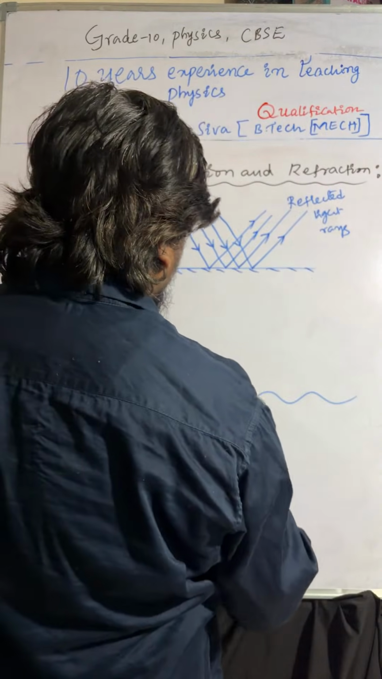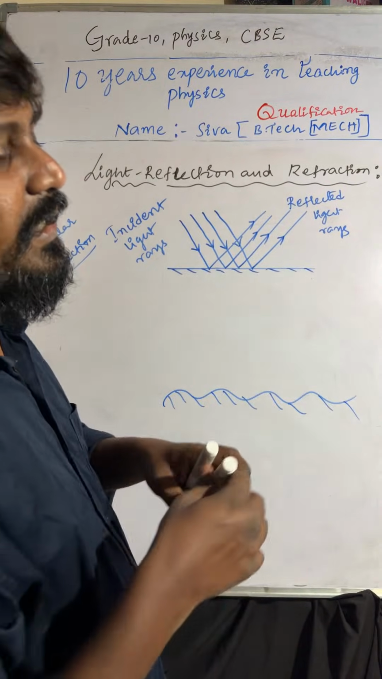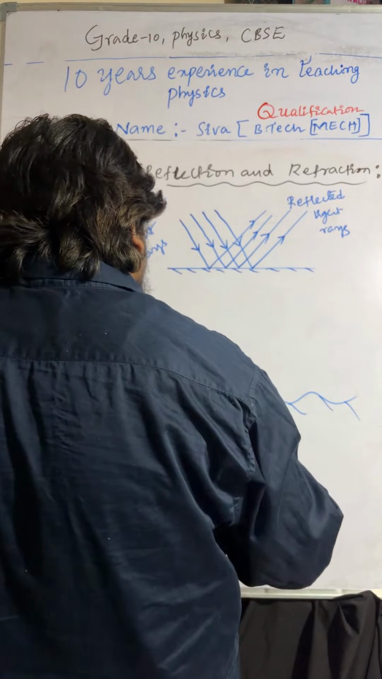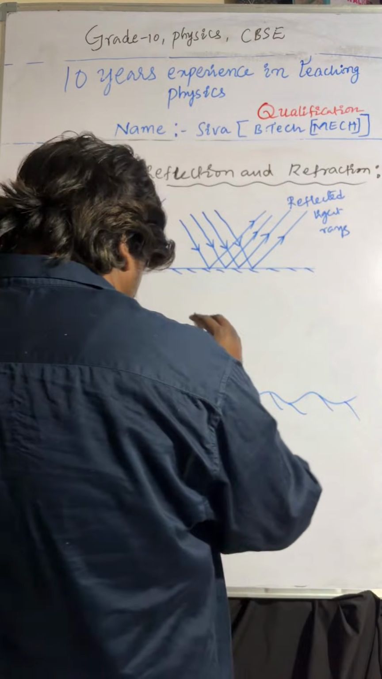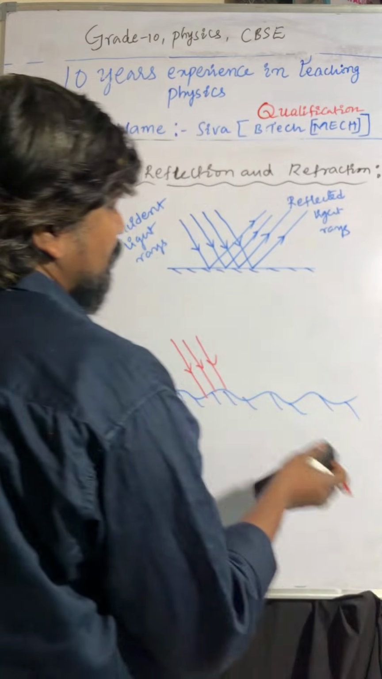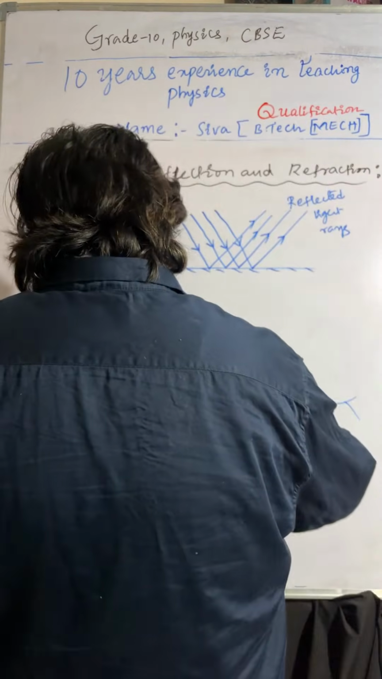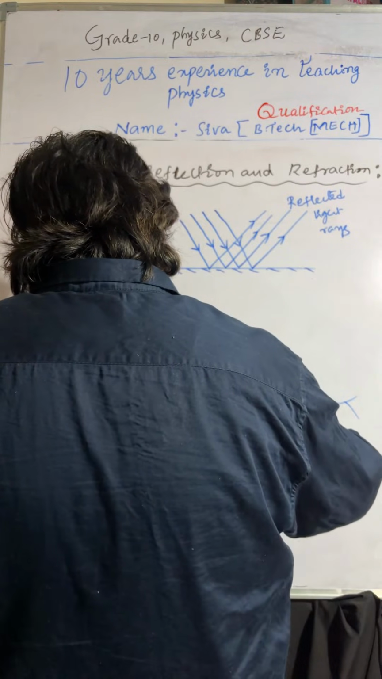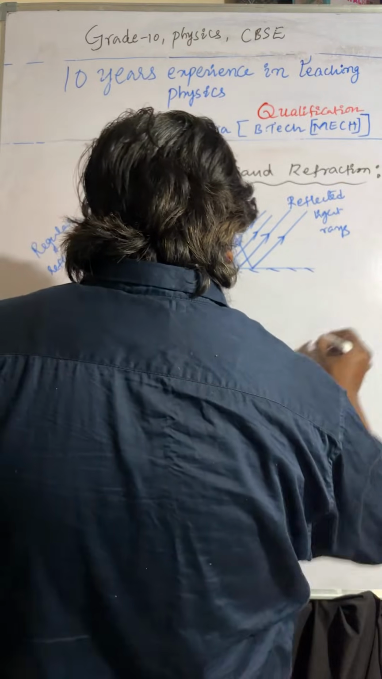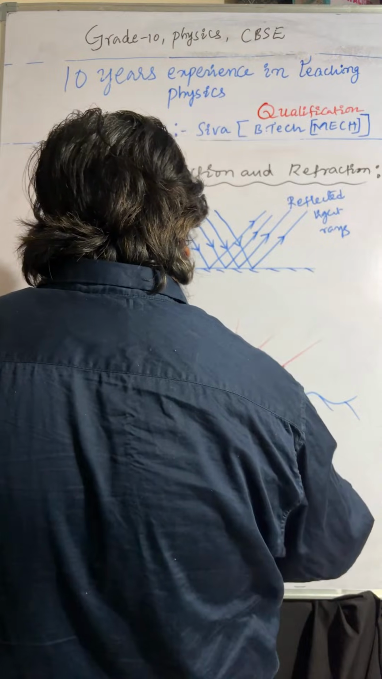Coming to irregular reflection, it is like this. Regular reflection takes place on a plane surface, whereas irregular reflection takes place on a rough surface. Here the incident light rays are parallel to each other, but the reflected light rays are not parallel to each other. These light rays are moving in different directions.